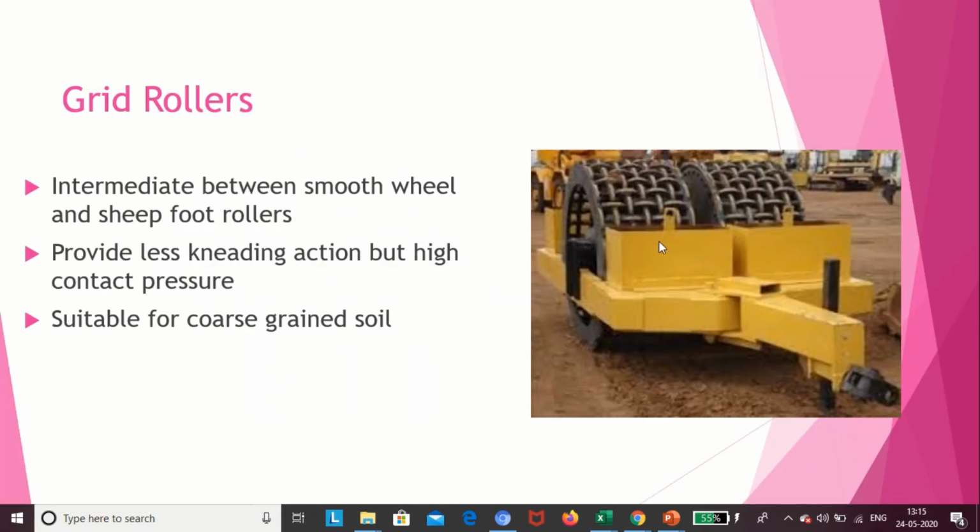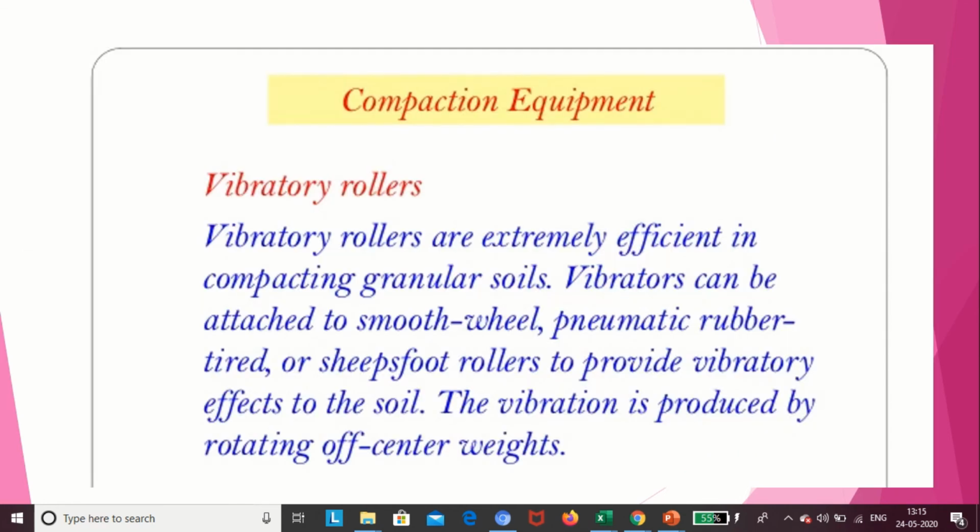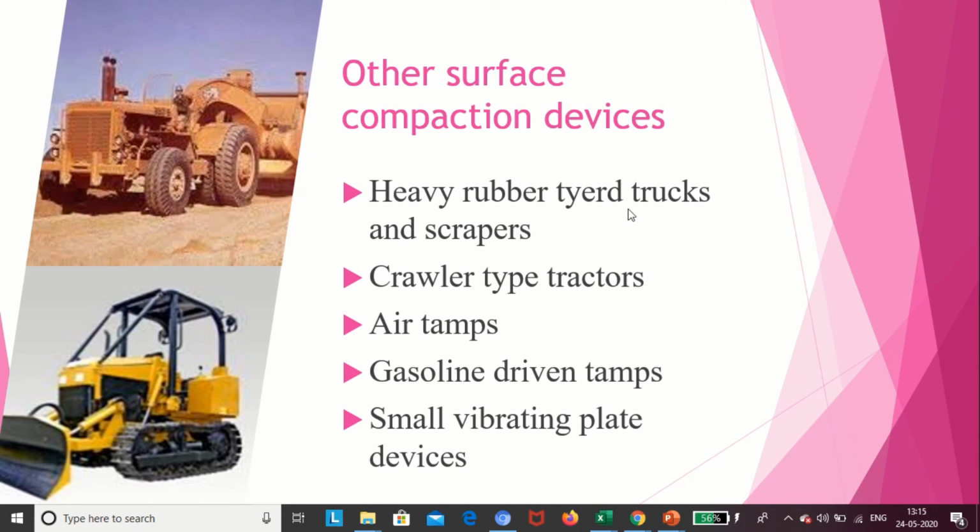Grid rollers. It is intermediate between smooth wheel and sheep foot rollers, providing less kneading action but high contact pressure, and it is suitable for coarse grained soil. Vibratory rollers are extremely efficient in compacting granular soils. They can be attached to smooth wheel, pneumatic rubber tired or sheep foot rollers to provide a vibratory effect to the soil. The vibration is produced by rotation of a center weight.